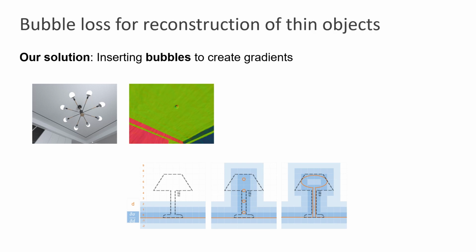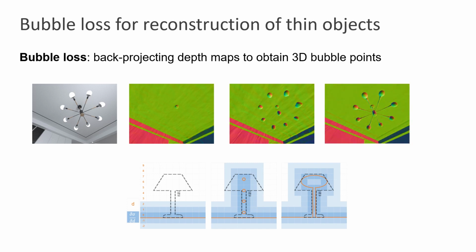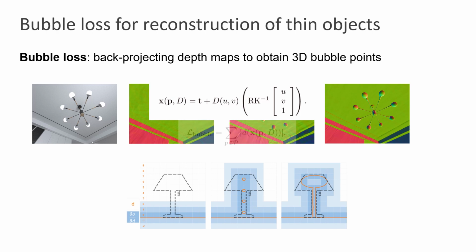To address this, we propose to insert bubbles for the missing surface points to create gradients for the SDF. As shown in the bottom middle and right images, the inserted bubbles create many local surface islands near the thin structures, allowing the growing up of the missing small object. We show an example of how our bubbles gradually optimize the missing chandelier in the top figures. Specifically, the bubble points are obtained by back-projecting depth images into 3D space according to the camera poses and intrinsics. We define bubble loss to minimize the absolute SDF values of these bubble points to create local surfaces.